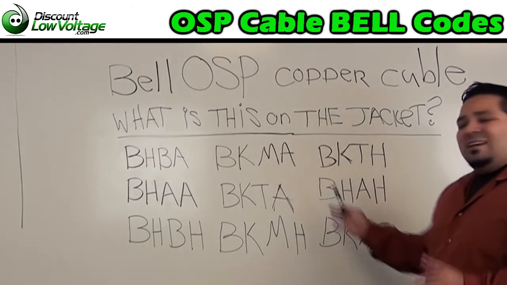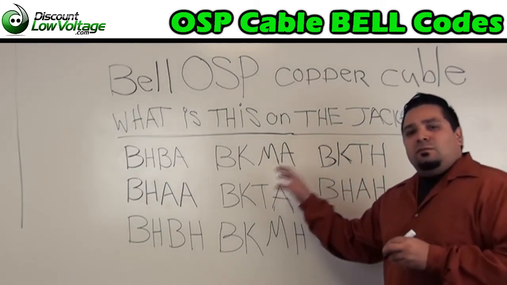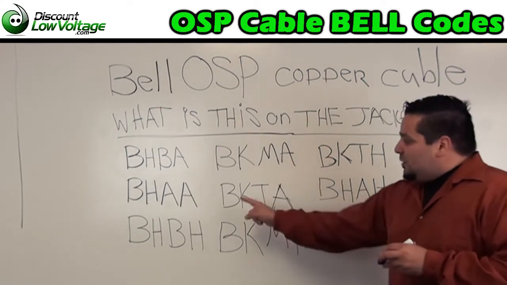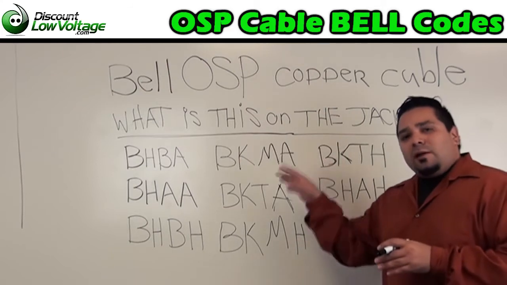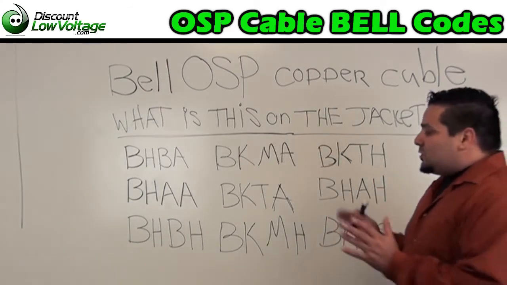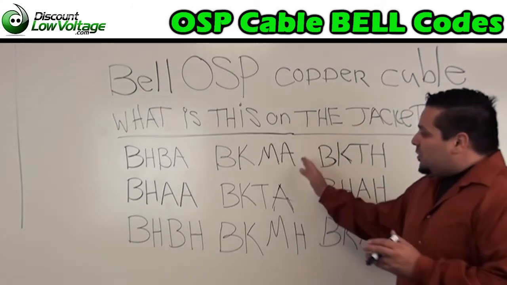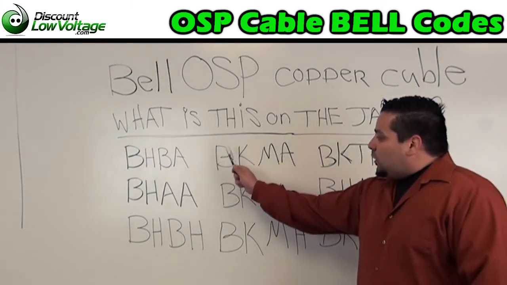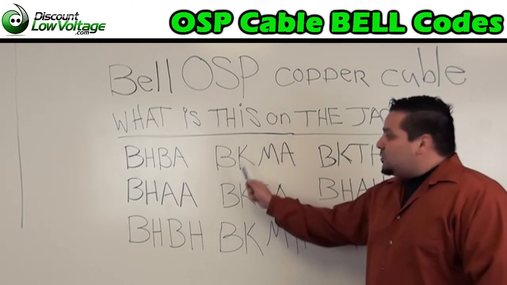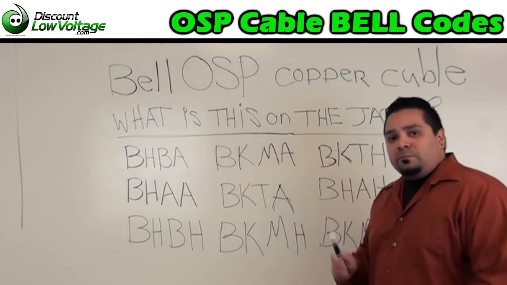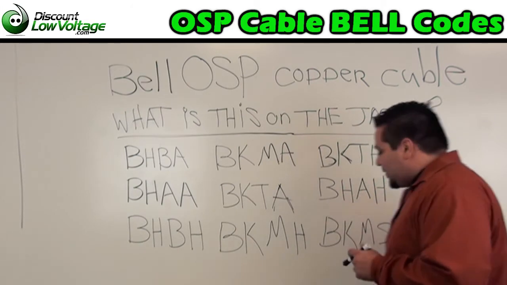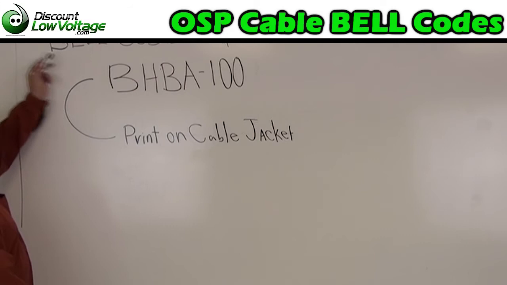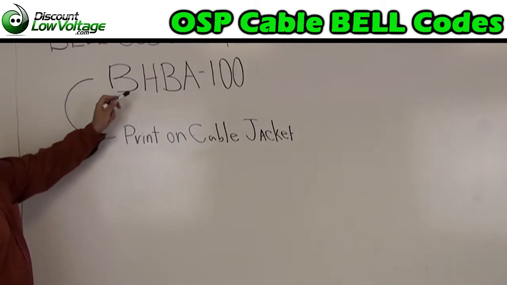Now, these are just a small handful of codes that you'll find on the jacket. BKMH, BKTA. There's quite a few of these, and let me give you guys an example of one of these codes, and we're going to break it down as far as what letter in position 1 means, what letter in position 2 means, 3 and 4. So let's get an example here for you. Okay, so we have a bell code example here for you. BHBA-100.